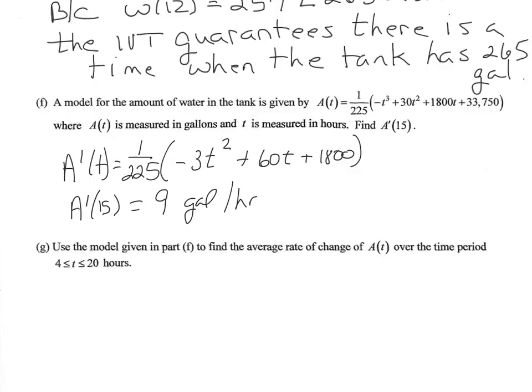Now G says to use that same model, so that means we're not going back to the table. Use the model given in part F to find the average rate of change over the time period from 4 to 20 hours. So it should still be the same answer? Well, it may not be exactly the same because now we're not looking at numbers from a table. We're looking at numbers that we calculate from a formula. So again, show your calculations. You would have A(20) instead of W(20), minus A(4), over 20 minus 4.